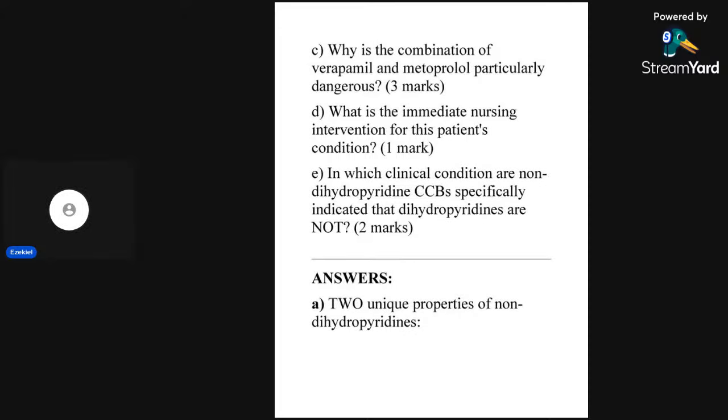All right. Question D: what is the immediate nursing intervention for the patient? Withdraw the drug. I always ask this question most times in drug interaction. Adverse effect: withdraw the drug.